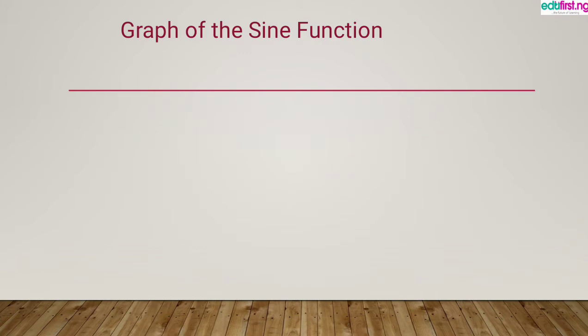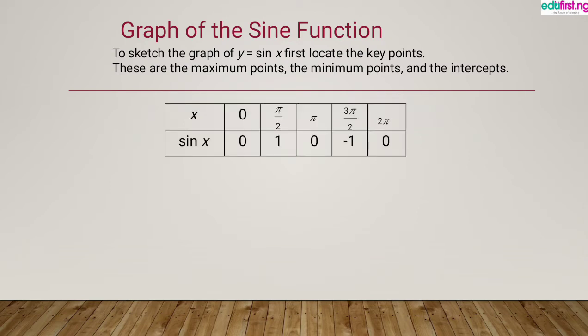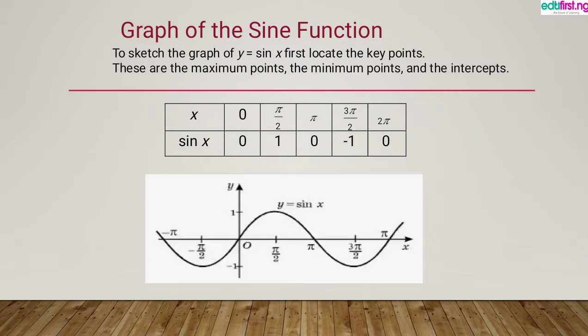Now, the graph of this sine function. To sketch the graph of y equals sine x, first locate the key points. These are the maximum point, the minimum point, and the intercepts. Now they ask us to locate the key points. We have our x values and we have our sine x values. Here 1 is our maximum point, 0 is our intercept, and minus 1 is our minimum point.